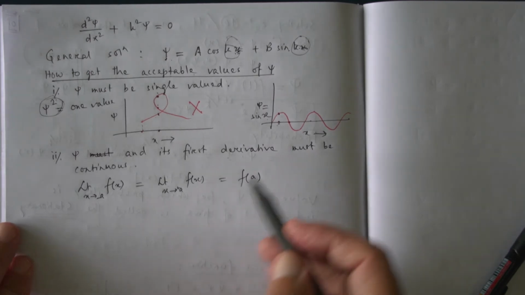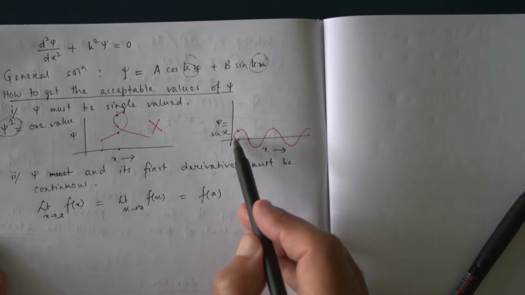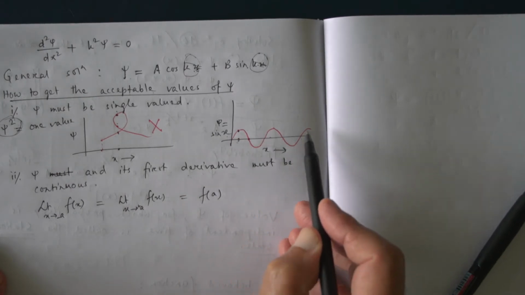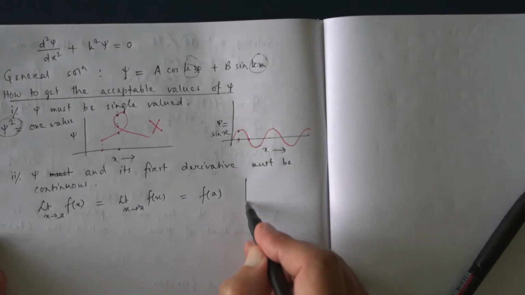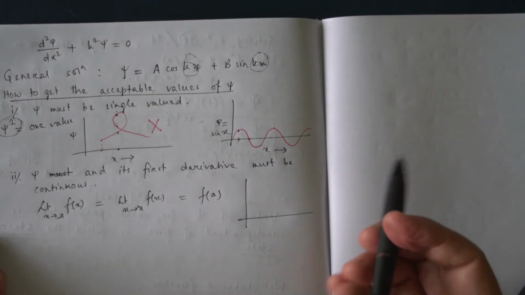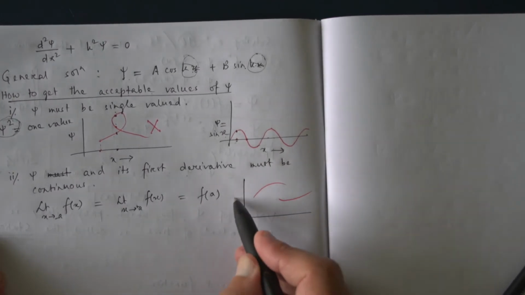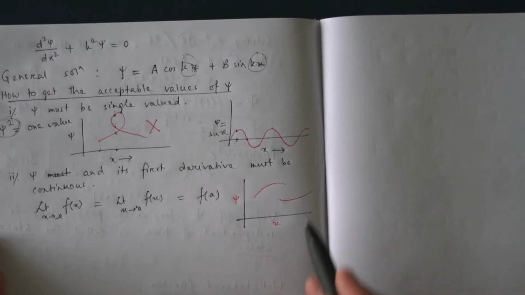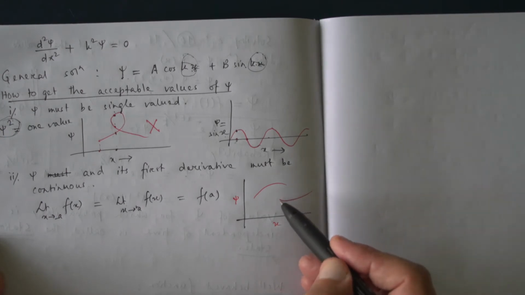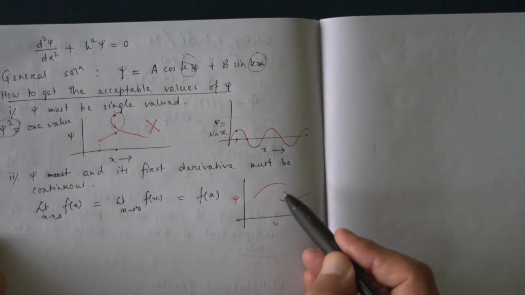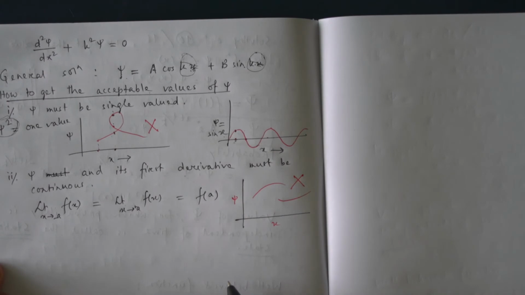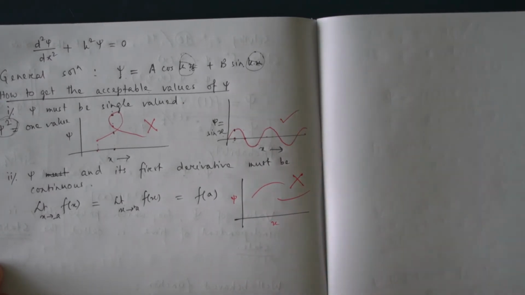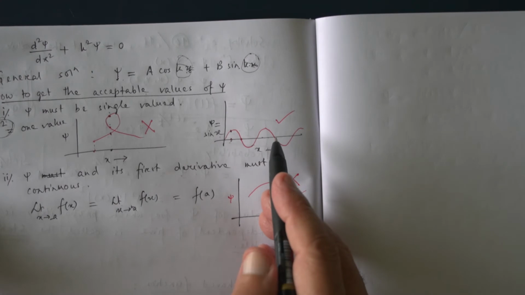Continuous. Now here this function is continuous. There is no break. It is a continuous function. But suppose we are plotting one function and we are getting a graph like this. So there is a break. It is not continuous. So this is not acceptable. But this is acceptable because it is continuous.